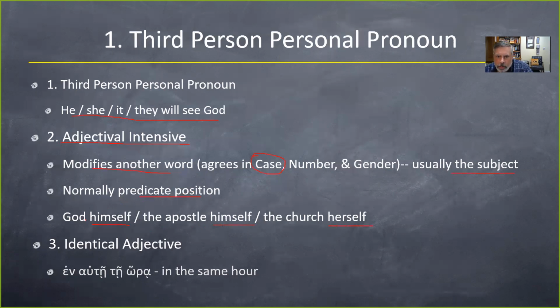So this would be theos autos. The apostle: apostolos autos. The church, ekklesia, herself would be autē. So ekklesia autē, with the eta ending.